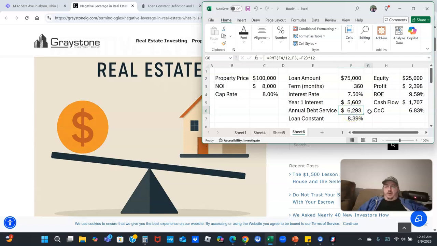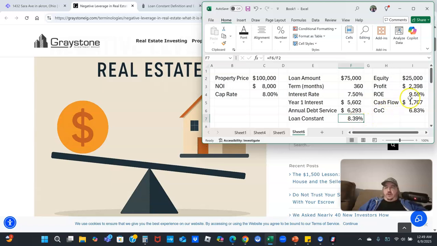Okay, so I did that, but then I also calculated, what if I take the monthly payment and multiply it by 12, right? And so this is all the interest in year one, and over time that goes down, right? This is just based on the interest rate. This is the total debt service, and so when we divide this debt service by the loan amount, I just calculated the monthly payment, multiplied that by 12, got the total debt service. My loan constant is 8.39%. And that's because I'm paying both interest and principal in that payment, right?